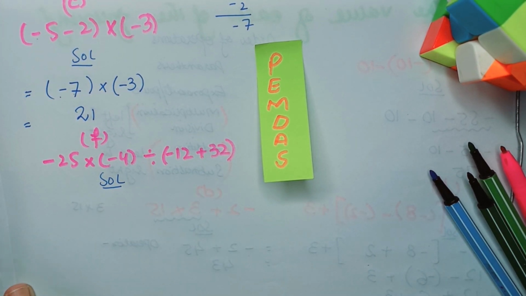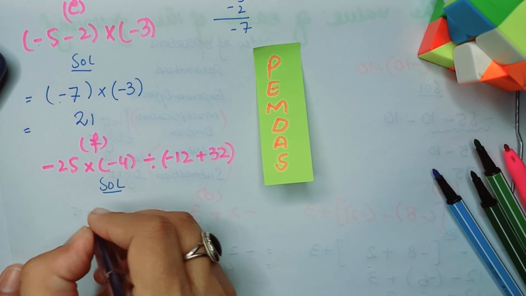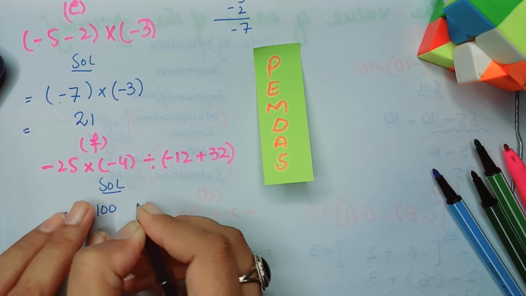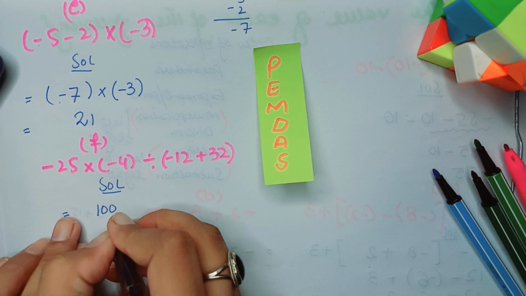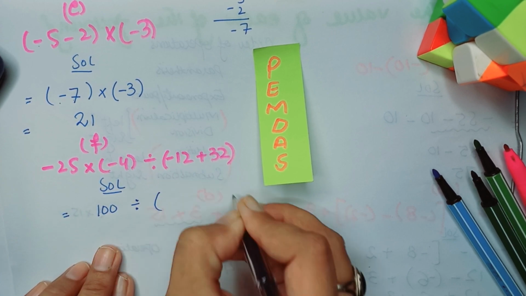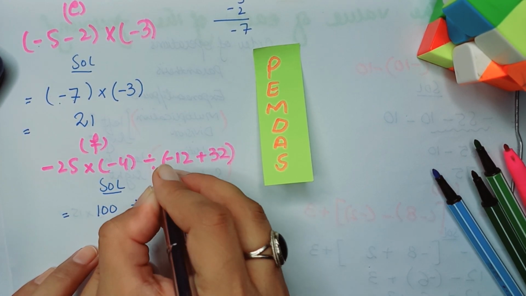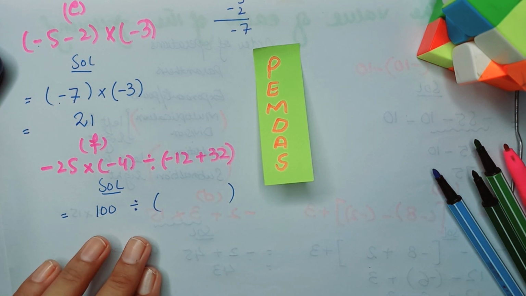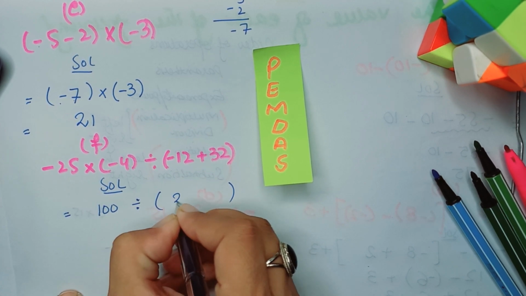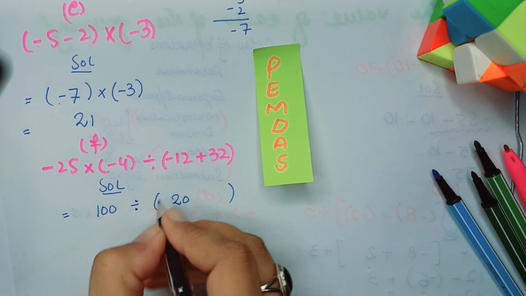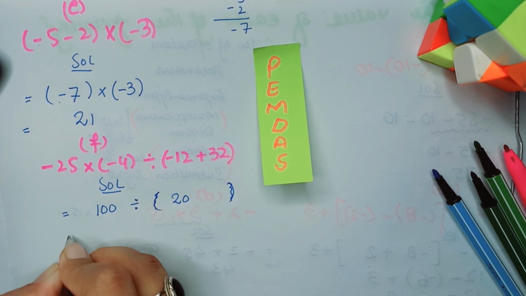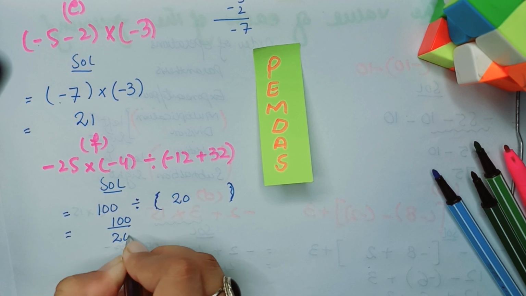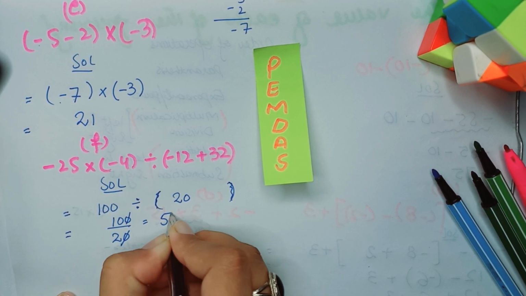25 times 4, you will get 100, and minus minus would be plus, meaning a positive number. The product of two negative numbers will be a positive number. Then division, and here we have to solve this bracket. Minus plus would be minus, and when you subtract 12 from 32, you will get 20. Now you just have the division, 100 divided by 20, and it will be 5.